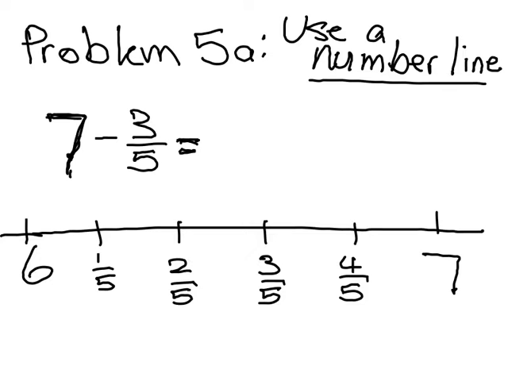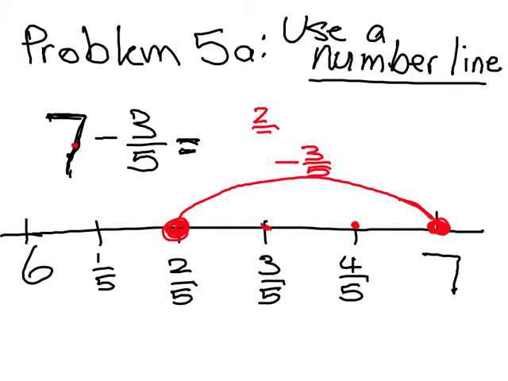So I want to start at 7. Change colors here. I'm going to start at 7. This is my starting point. And I'm going to take 3/5 away. So here's 1/5, 2/5, 3/5. So I'm going to take 3/5 away. This is minus 3/5. That's what I took away. And I'm going to look at what I ended up on. So my answer would be here, would be 2/5. But remember, don't forget, we have that 6. So our answer is 6 and 2/5.